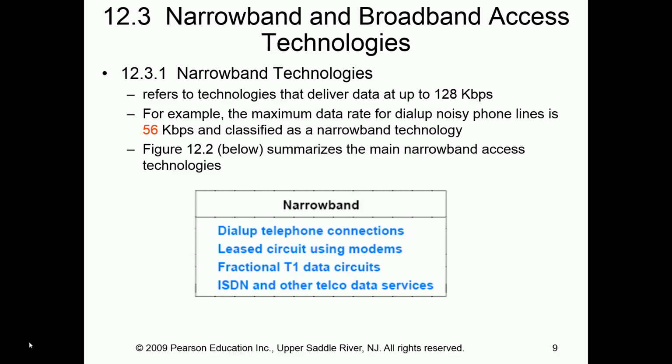Fractional T1s. Last week we talked about bonding and how bonding the 56K modems allows you to do a T1. So a fractional T1 is just a percentage of a T1. So again, that's going to be a leased circuit. One of the last ones are ISDNs, or other forms of telecom data services that are pretty much old and slow. That's what our narrowband typically is. Those are our older and slower technologies.